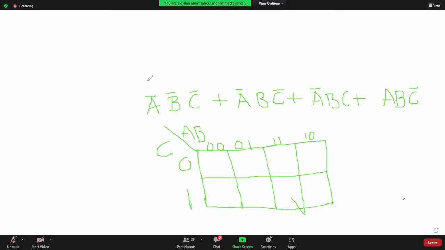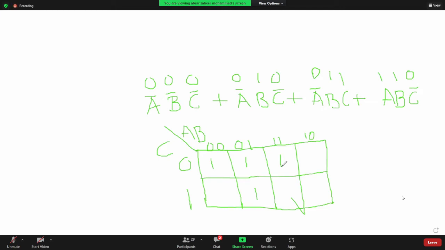So this is A bar B bar C bar, 0 0 0. This is 0 1 0, and this is 0 1 1, and this is 1 1 0. So for these binary values, we have to write down the 1. For 0 0 0, we are writing here 1. For 0 1 0, here we got 1. For 0 1 1, here we write 1. And 1 1 0, here we write the 1. Now how to group these ones?